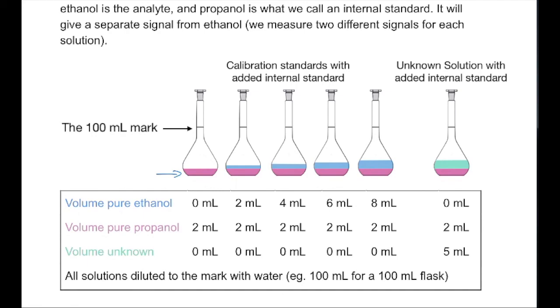So in this case, we have 0, 2, 4, 6, and 8 milliliters of the ethanol. The ethanol amount is changing because that is the analyte that we are looking for, and we need to know how the signal changes when we have different amounts of ethanol in solution in order to figure out what an unknown concentration would be.